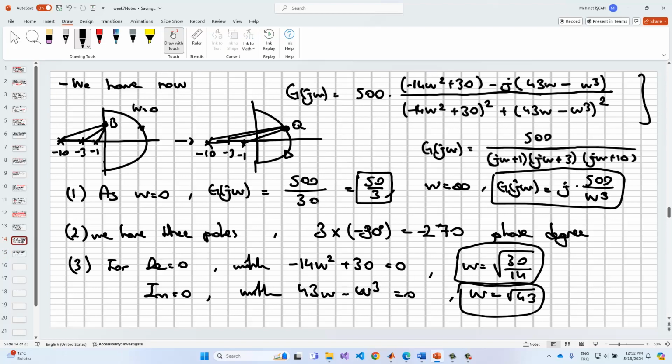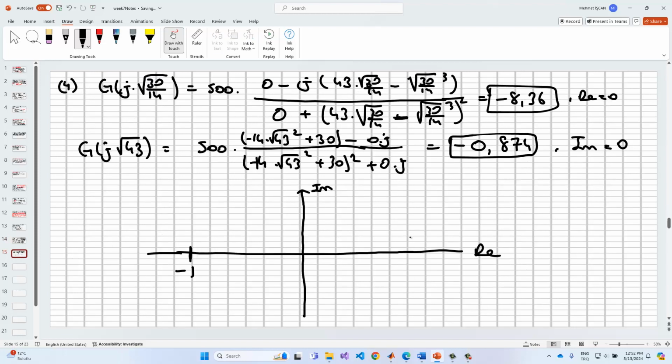First of all, just remember that at ω equals 0, we have 50 divided by 3. So at frequency 0, we can put the 50 divided by 3 in here, and the imaginary part is equal to 0, just like this one. But we have the frequency response in here, and so we have the limits in here, just like this one.